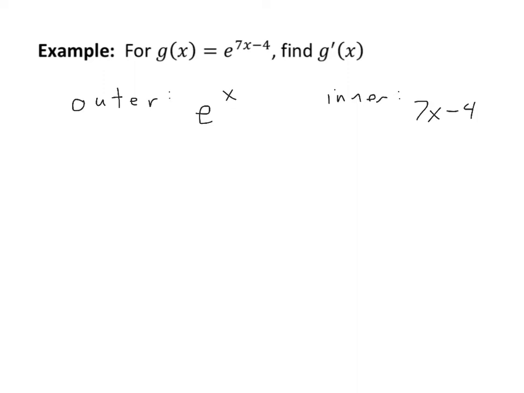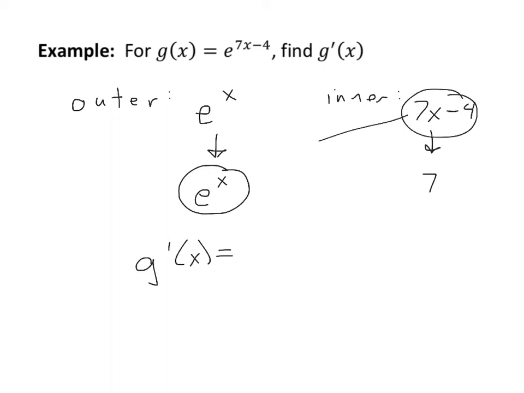Then we remember from the previous problem that we would take the derivatives of these things. The derivative of e to the x is everybody's favorite derivative, e to the x. And the derivative of 7x minus 4 is just 7. So when I go to do the derivative, g prime of x, I'm supposed to do the derivative of the outer function with the inner function left in it, so e to the 7x minus 4, times the derivative of the inner function, so times 7.